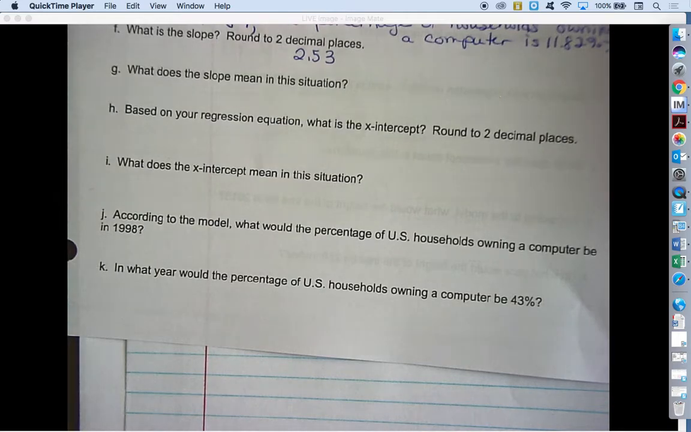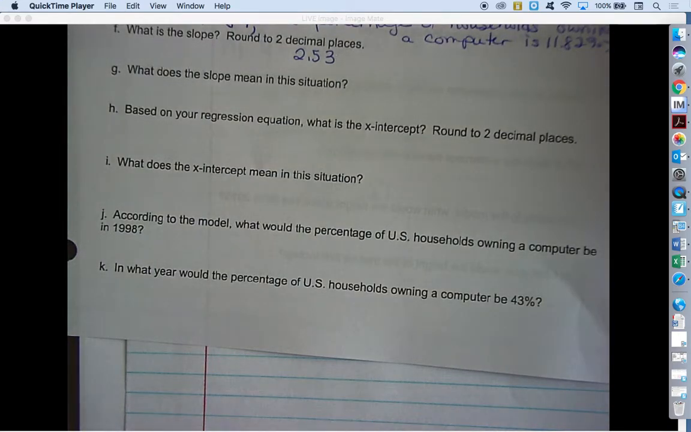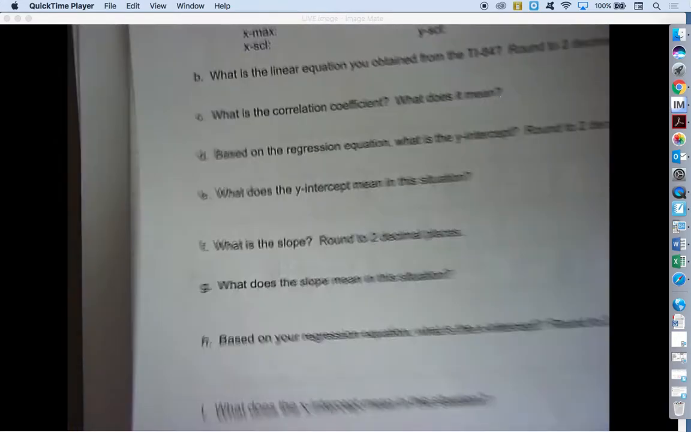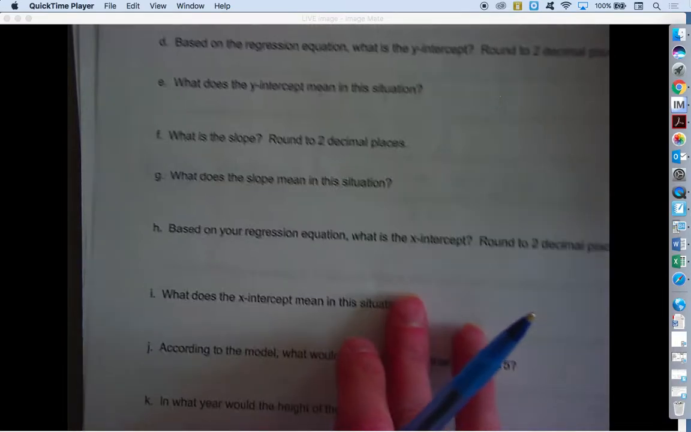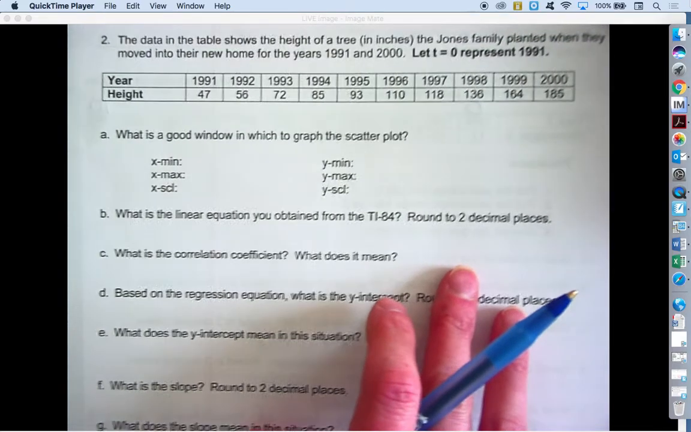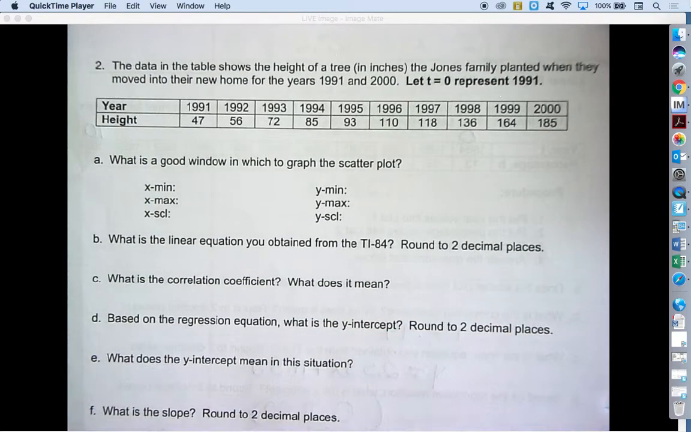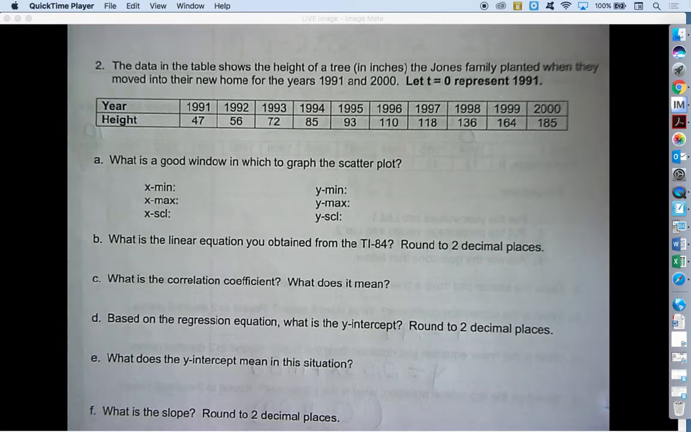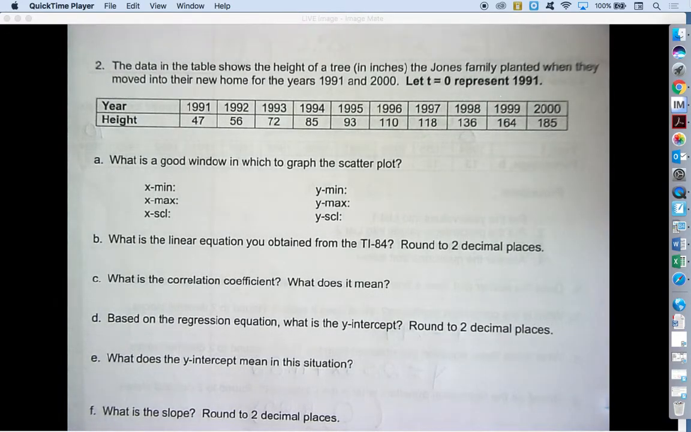So the back problem was very similar, but it talked about a tree being planted. And we have huge trees planted in our yard because I know they were planted a long time ago. This family planted a tree in 1991 and they kind of watched it grow.